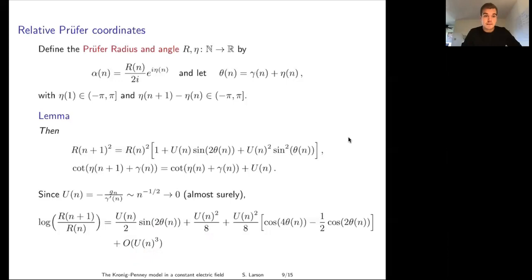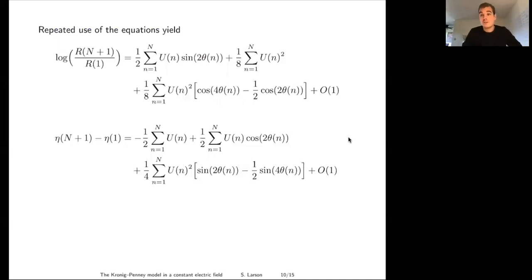So in this form, we can fairly easily iterate this equation and actually see what r is, or at least the logarithm of r. Namely, we sum this equation from n going from 1 to capital N, and we get the asymptotic behavior of r as a sum of these u_n with oscillations. And you can do the same for the eta equation.